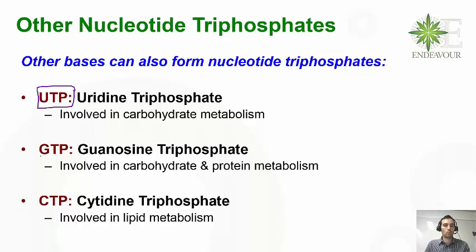So we'll also see that GTP is created in another one of our metabolic reactions. This is in the citric acid cycle, and the CTP is also involved with the metabolism of lipids.